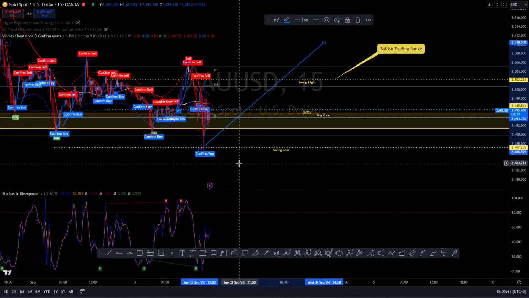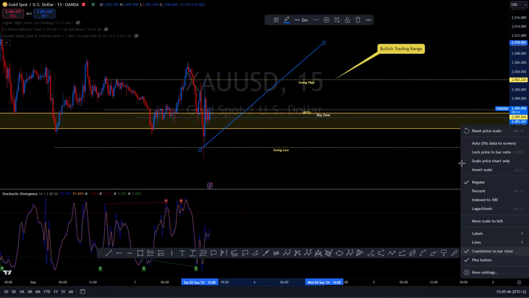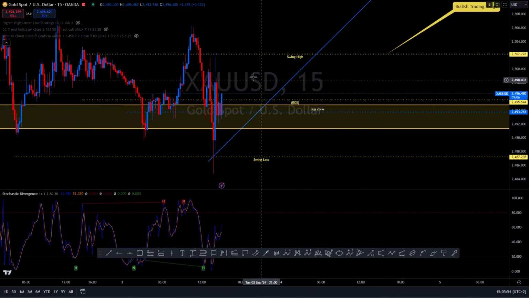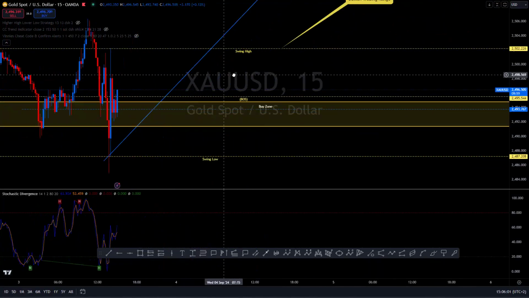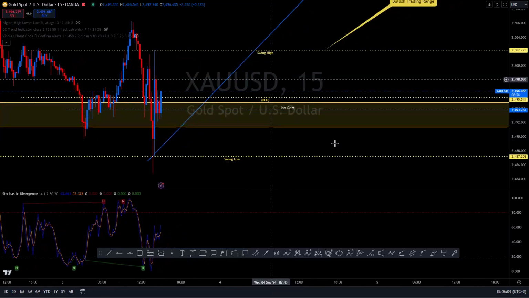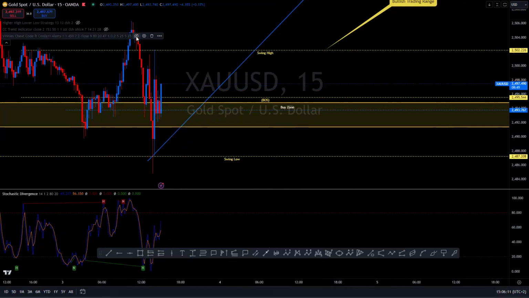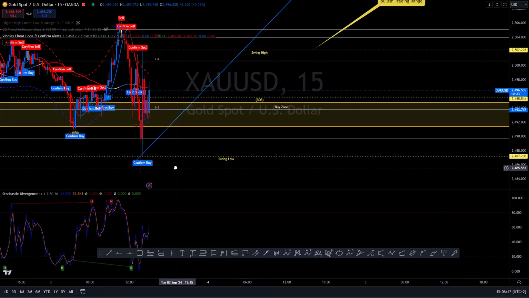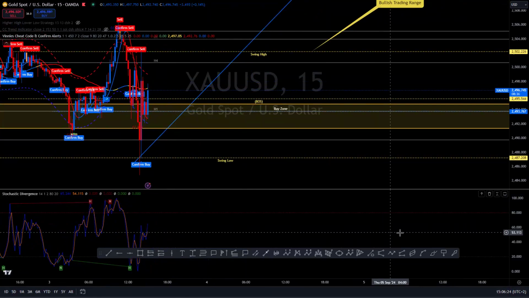What I'm going to do now is wait for the 9:15 candle to close. I'm going to wait for the 9:15 candle to close, then we're going to make our decision. We're going to close in a little bit over 8 minutes. So I will be right back.